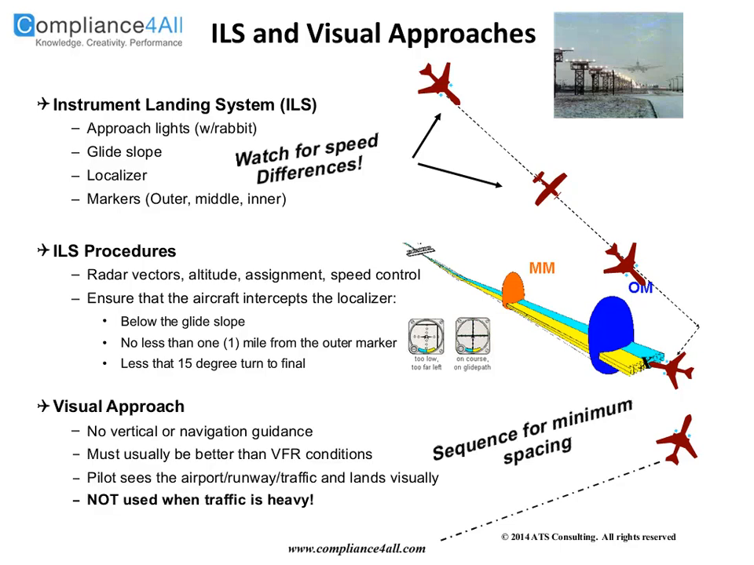The other end is called a visual approach, which is where an airplane lands visually. It's not VFR, like we discussed last time. He's still under the supervision and protection of the ATC system, which makes it a visual approach as opposed to proceeding VFR. So there is no vertical or navigation guidance whatsoever. The weather conditions must be better than VFR, okay, to make sure that he doesn't get in trouble. And all that has to happen is the pilot is coming in.